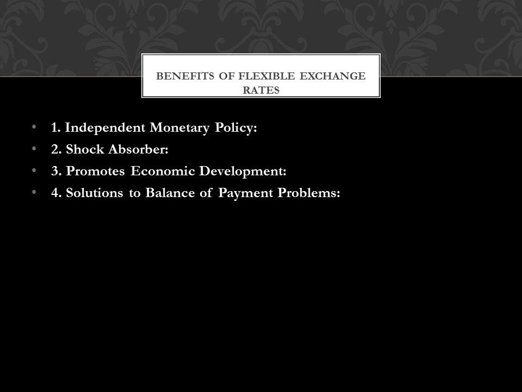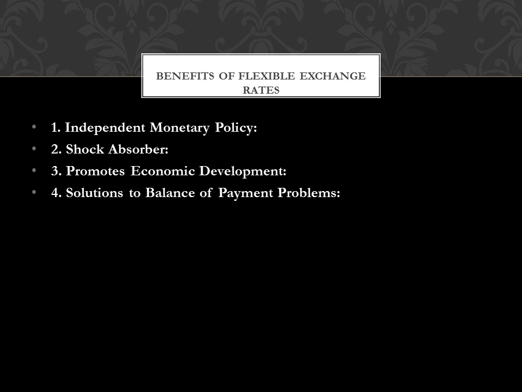Now let's talk about benefits of flexible exchange rates, and there are quite a few of those. Let's start off with the first one: independent monetary policy. Under a flexible exchange rate system, a country is free to adopt an independent policy to conduct properly domestic economic affairs. The monetary policy of a country is not limited or affected by the economic conditions of other countries.